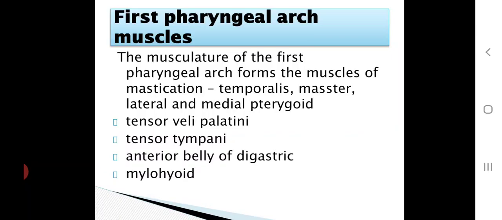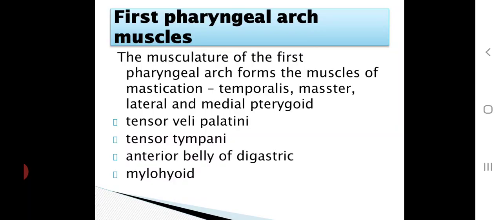8 muscles, in that 4 muscles are the muscles of mastication: temporalis, masseter, lateral and medial pterygoid. Apart from these 4 muscles, the other 4 muscles are supplied by the mandibular nerve: tensor veli palatini, tensor tympani, anterior belly of digastric muscle, mylohyoid muscle.